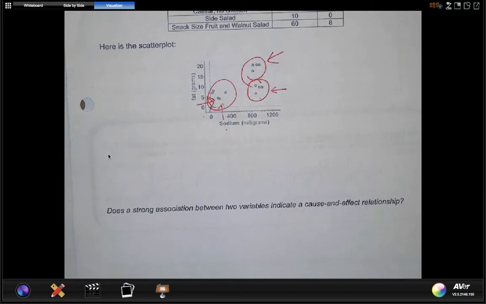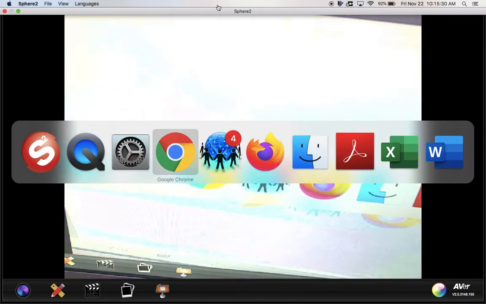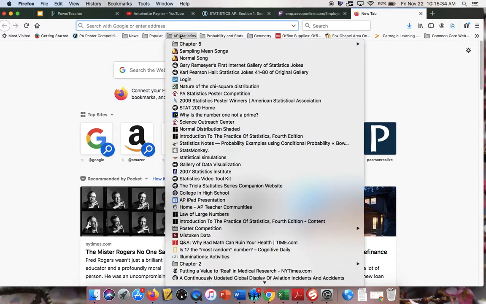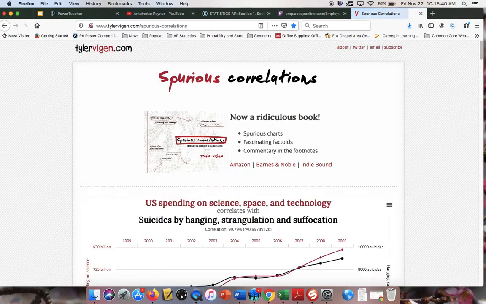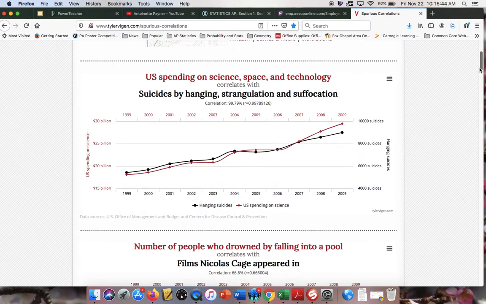So those of you that have tuned into the video, let's see if I can quickly find this website here. Sometimes I'm not very quick. Let's see here. Here we are. Okay. Here's some great examples. Now these are not necessarily scatter plots. These are like time line graphs. But anyways, you can see here in this one.